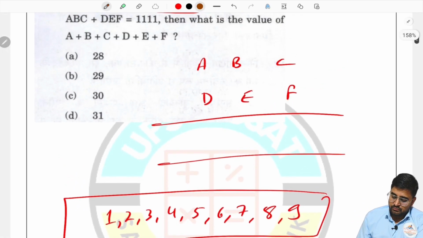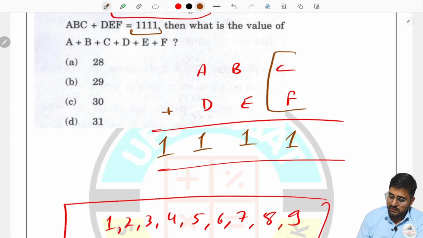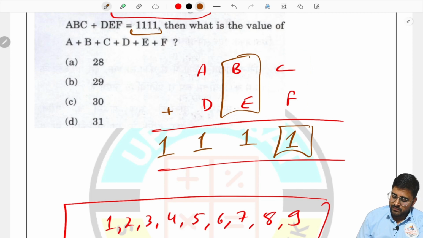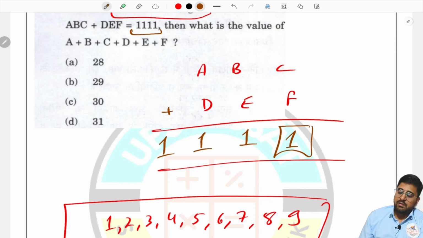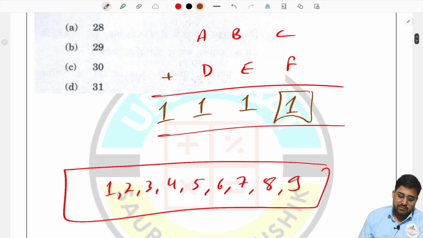So the result they want is 4 times 1. Their summation means if you add them, there should be one at this place. If you add them again, one should be at this place. If you add them, then total should be 11. Okay, this thing is clear. So we don't have 0.